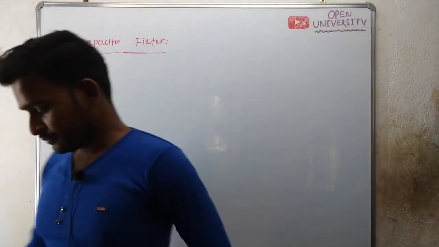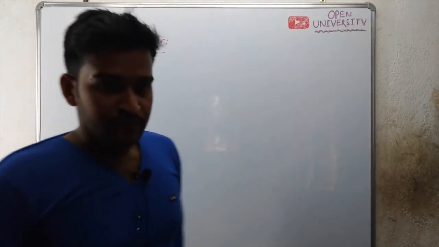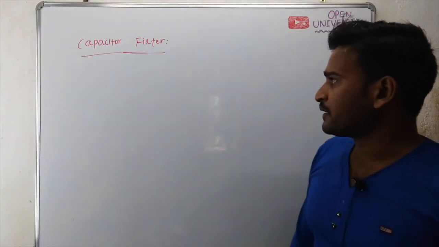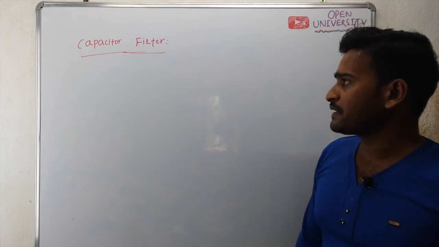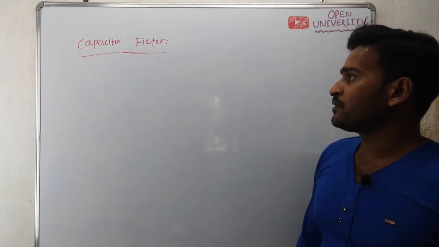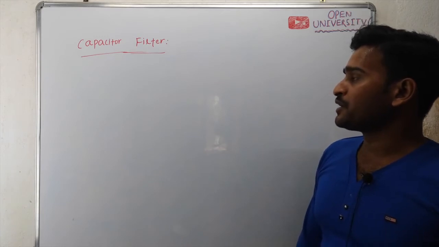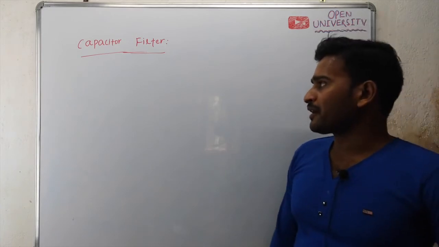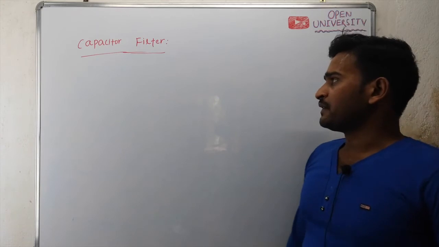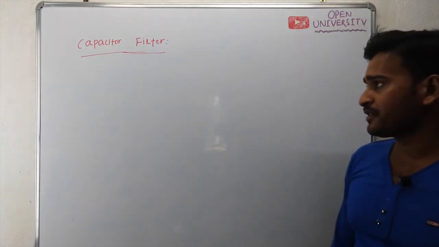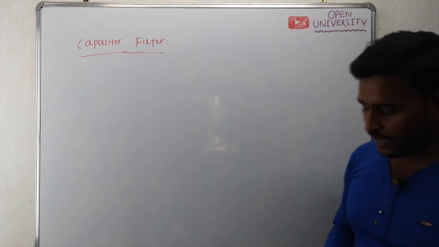Capacitor filter. How can a capacitor filter remove the AC component? Take one point under capacitor filter: the AC component can be removed by connecting a large capacitor in parallel with RL.